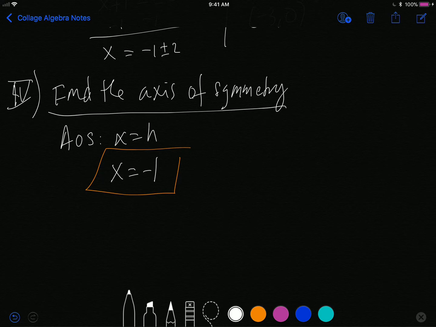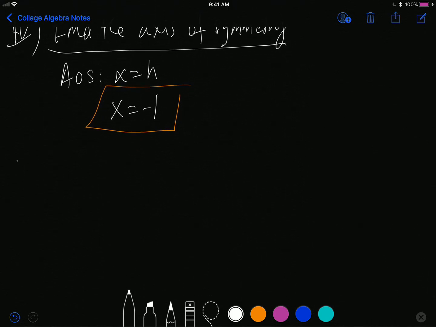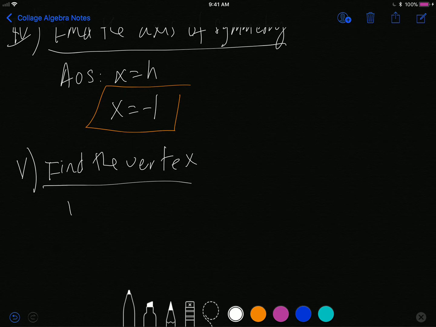Step number 5. Find the vertex. Again, here we had some work to do. We had to take the axis of symmetry and plug it into the function and then work it out. The vertex is simply h comma k. Remember from circles, h comma k was the center. Here, the quote-unquote center of the parabola is your vertex. That's why we use those h and k.